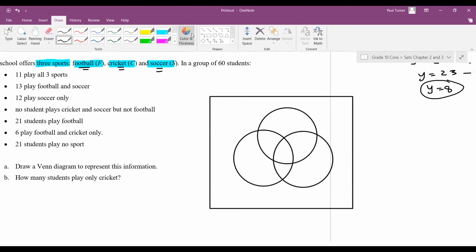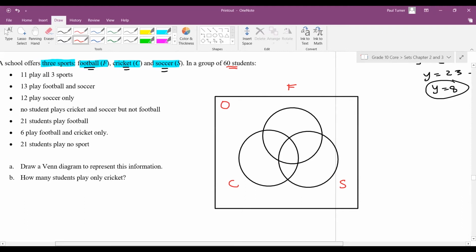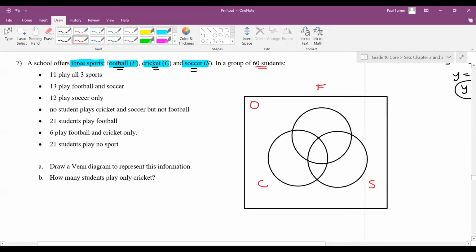That's good enough. Okay, so label your diagram. So football, cricket, soccer. Do it the same way as me. Cricket here and soccer here. And there's no one outside these circles. They all play a sport. And we have 60 students in total. Put 0 outside. Okay. So we look at what we've got here. Now, just don't start writing these numbers in here because you'll get an error.